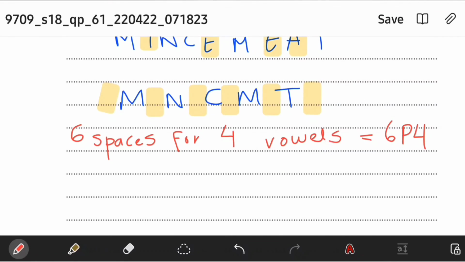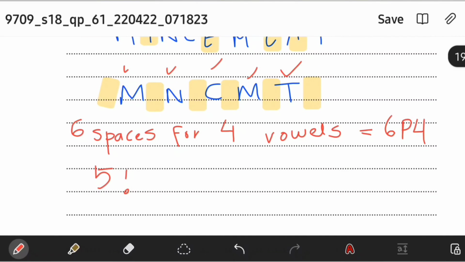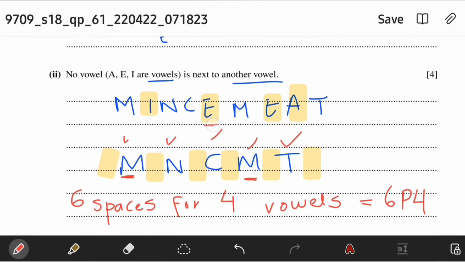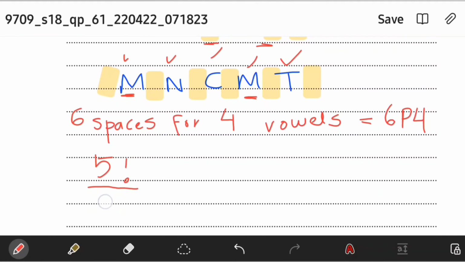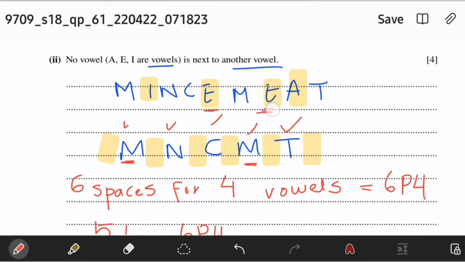Now let's do the arrangement for consonants, and that would be just 5 factorial, obviously, since there are 5, 1, 2, 3, 4, 5, and they can interchange places. But we have to take care of one more thing, which is the repetition of M and the repetition of E. So the repetition of M is in the consonants, so we are going to divide 5 factorial by 2 factorial, and for the vowels, we are going to divide by 2 factorial again for this repeating E.